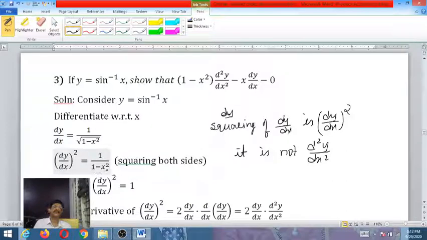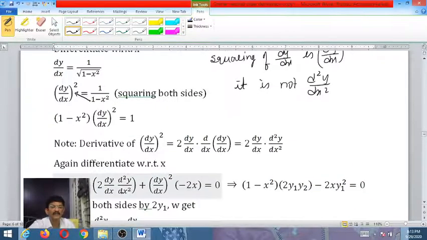Whenever you have a denominator, always cross multiply it. Remember, always cross multiply it and don't use the quotient rule here. It's the simplest one. Cross multiplying these two, it becomes 1 minus x square into dy by dx whole square equals 1. Now next is a very important one. Remember it. Here we use the product rule.